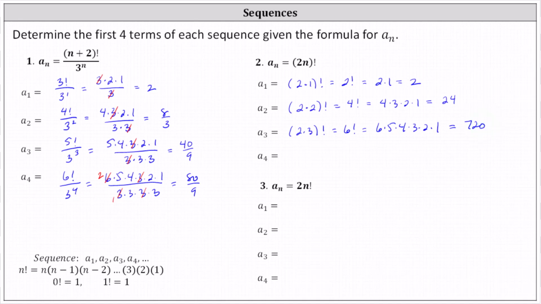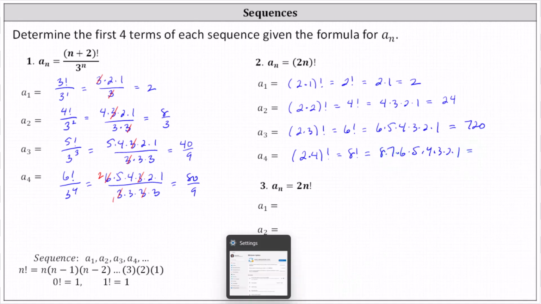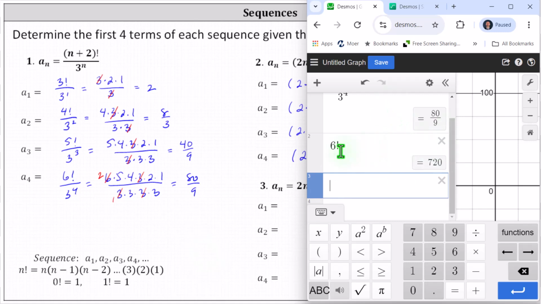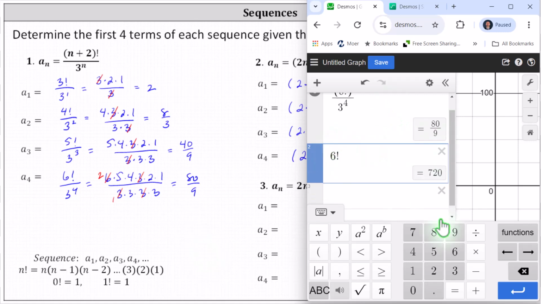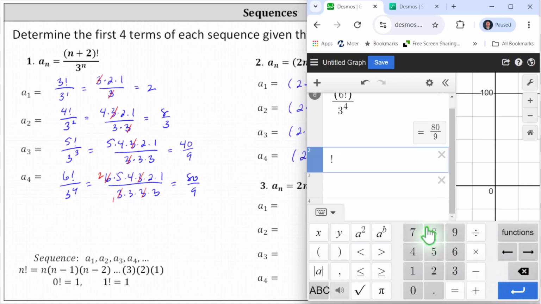A sub 4 is equal to the factorial of 2 times 4, which equals 8 factorial, which is 8 times 7 times 6 times 5 times 4 times 3 times 2 times 1. Or, going back to the calculator, once we have an entry, we can edit it. I can go back up to cell 2, delete the 6, and enter 8 to quickly determine 8 factorial is equal to 40,320.